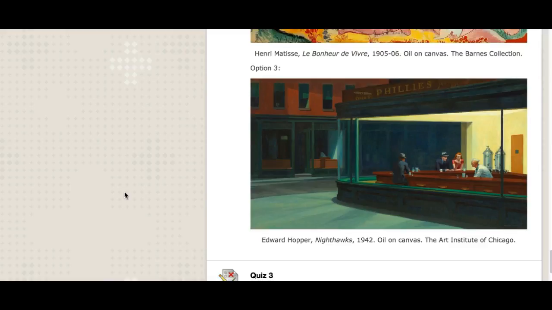So when you're doing papers like the formal analysis, and when we get to our museum reviews, I want you to keep that in mind. An overwhelming amount of you were using first-person narrative. That's why I wanted to address it.